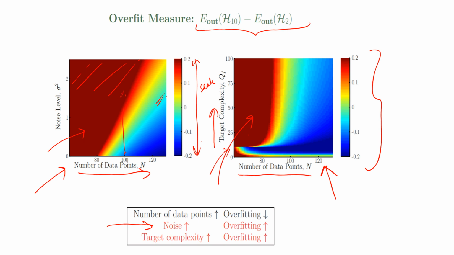And of course, we can counter that impact by using a larger data set. So as the number of points increases here, you can see that we lie in the blue region, which is the good region where you don't overfit. And so, of course, that's another way of countering the impact of the target complexity.